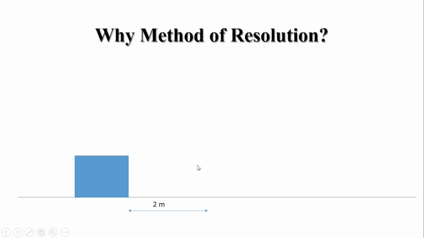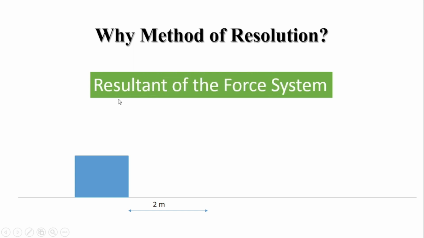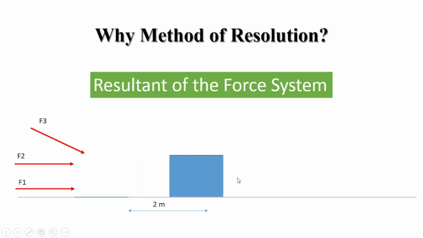Now what is the need to find the resolution? The answer is resultant. So it is one of the methods to find the resultant of the force system. A block is shown over here. If forces are acting on this block, say first one F1 is acting on the block, second force is F2 and the third force is F3. So three forces form a force system. Now because of these three forces, it will have some effect on this block. The block will slide towards its right side by 2 meter. So because of these forces, there is a displacement of this block by 2 meter.